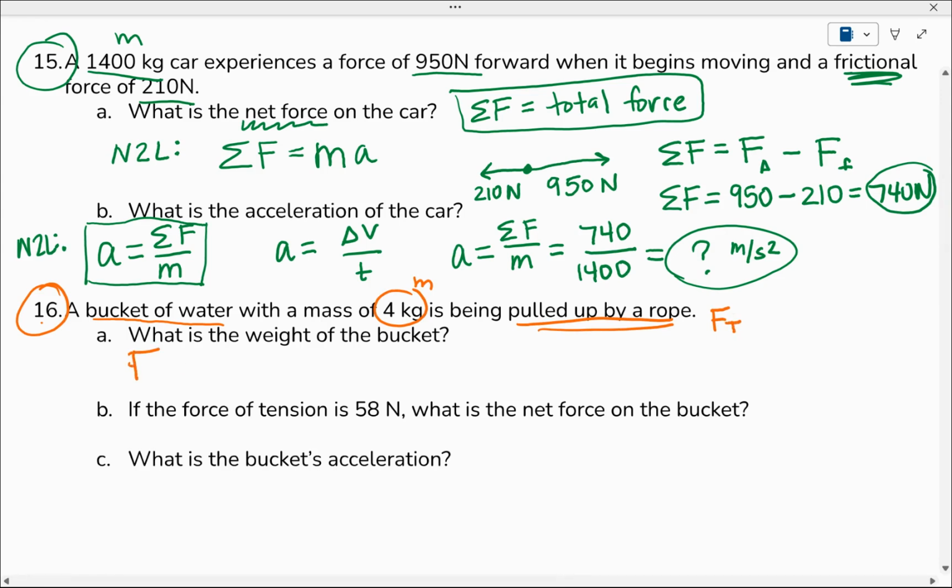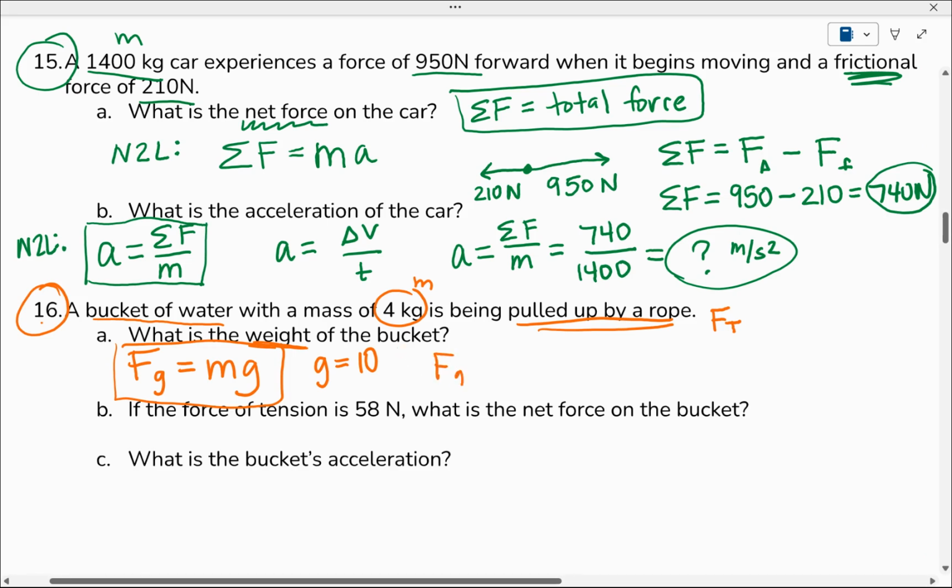The weight of the bucket is the force of gravity on the bucket, which is this equation. So this is what you have to use anytime it's asking for weight. We assume it's on Earth, so we use 10 for the number g, or 9.8. So the weight of the bucket is 4 times 10, and that's 40 newtons.